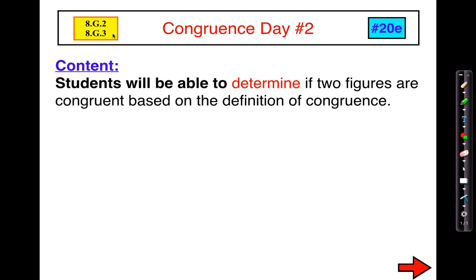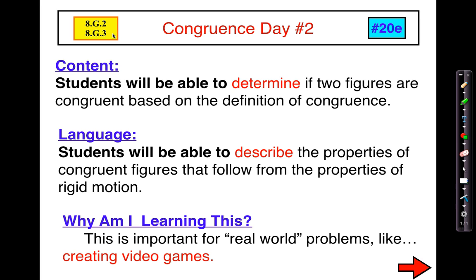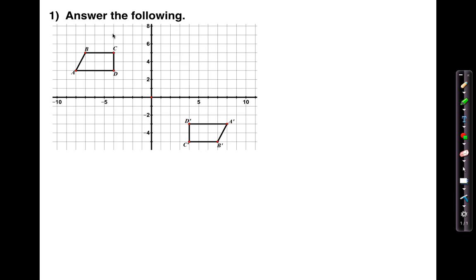Our content objective is students will be able to determine if two figures are congruent based on the definition of congruence. Language objective is students will be able to describe the properties of congruent figures and follow from the properties of rigid motion. And why am I learning this? Well, it's important for real world problems like creating video games.